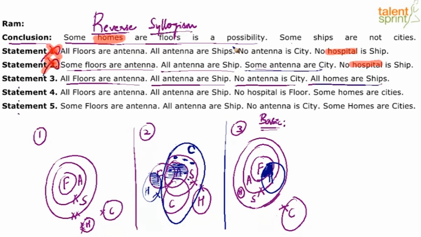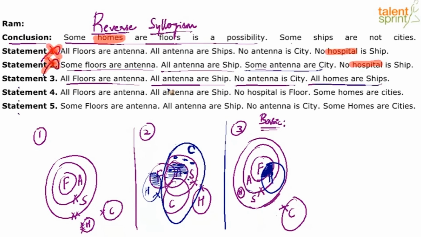Yes, it is possible. Then the second thing that we need to verify: some ships are not cities. Is it true? Yes, definitely true. How can we say it is definitely true? We know that all the antennas are inside ships, and no antenna can be a city. So definitely there will be some ships. Which ships? All the ships which are antennas, right? Basically all the antennas are ships, so antennas can be replaced with ships. What did the statement say? All antenna are ships. So wherever we have antenna, we can actually replace it with ship.